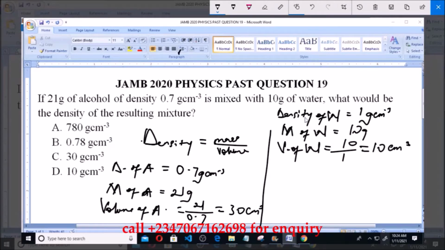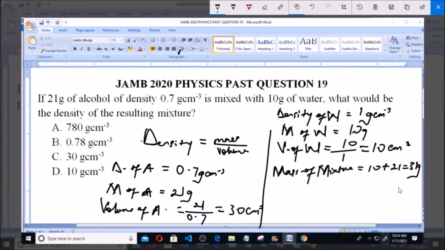Now we can find the density of the mixture, because the mass of the mixture will be equal to the sum of the mass of water and that of alcohol, and that will be 10 plus 21, which is equals to 31 grams. Then the volume of the mixture will be equals to the volume of water plus the volume of alcohol, and that will be 10 plus 30, which is equals to 40 centimeter cube.